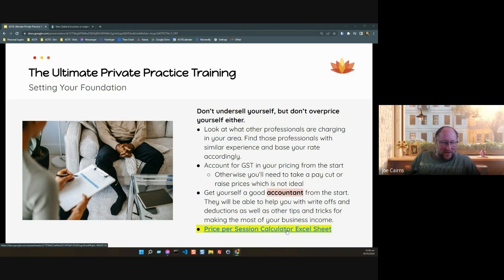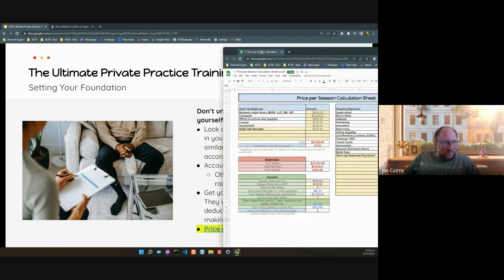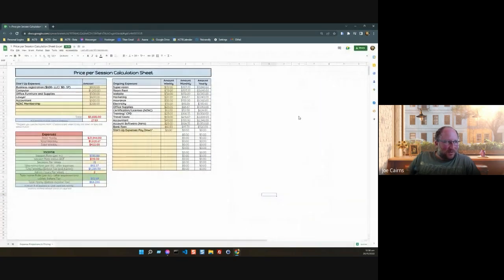One of the things that Ashley and I put together, which I'll show you here, is our price per session calculation sheet. So this might look a bit daunting numbers wise, but I'll explain the different sections on it.